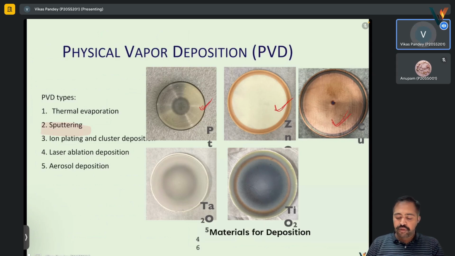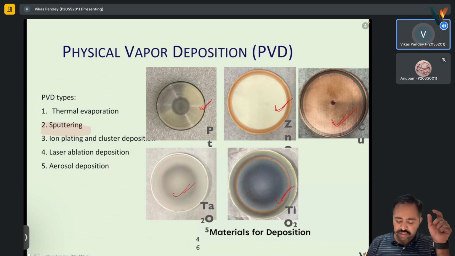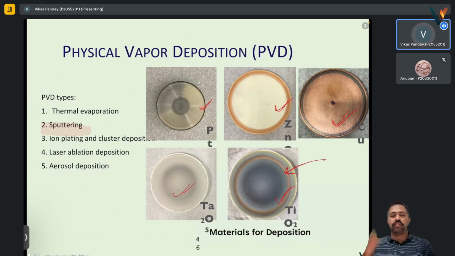Or copper, or titanium oxide, or tantalum oxide. These targets are used directly, and you see the ring kind of structure that shows some material has already been removed using deposition. Here also you see ring kind of structures that are forming. These are the parts from where some material has already been removed.